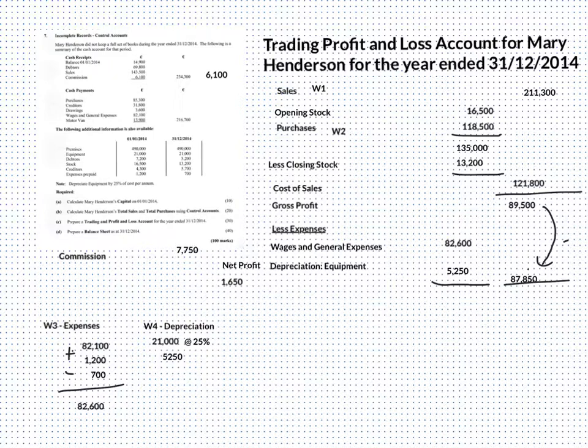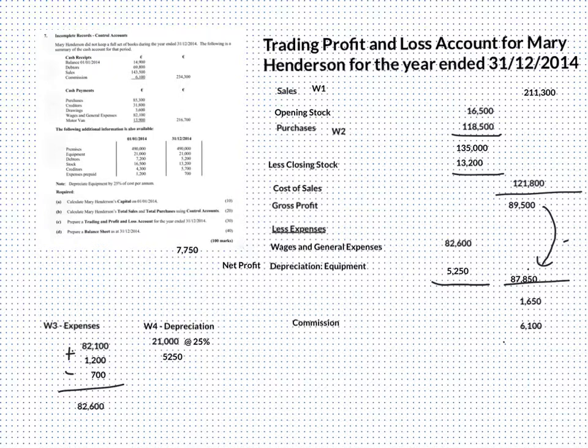So I'll just bring across that amount now, and then just to add on to this profit, we just need to add on our commission onto this figure. So our commission per the question is 6,100. So we just need to add the 6,100 on. Here it is, so we'll bring it down, 6,100. So then our total net profit is 7,750.